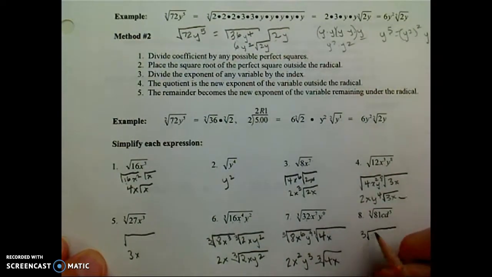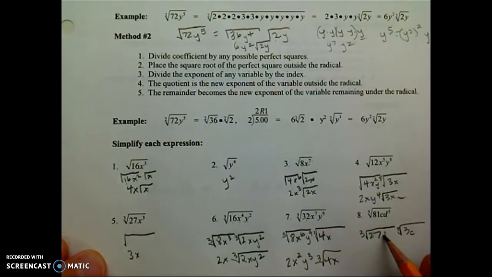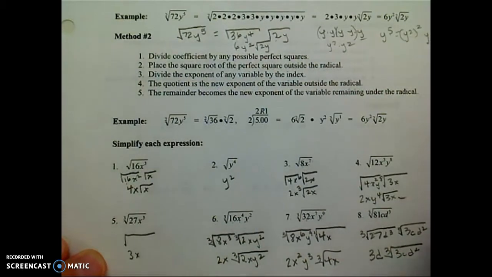Thinking perfect squares. It's 27 times 3. C, standing alone, goes in my non-perfect radical. And then d to the 3rd times d squared. So the cube root here is 3d, and then my remaining cube root, 3c d squared.